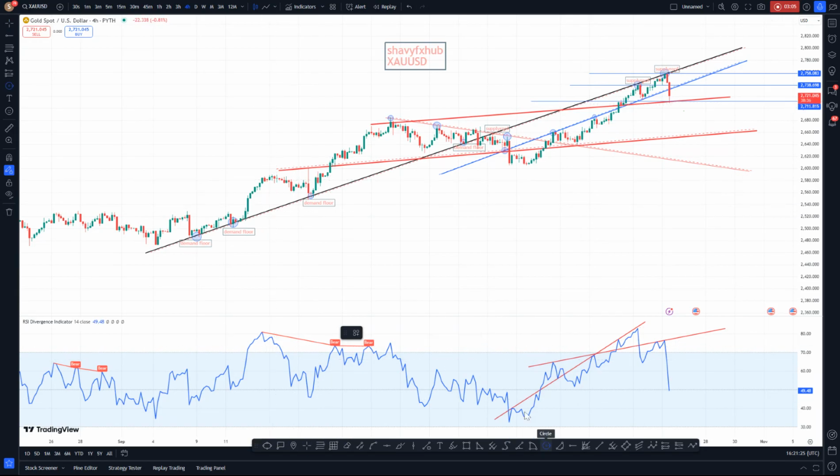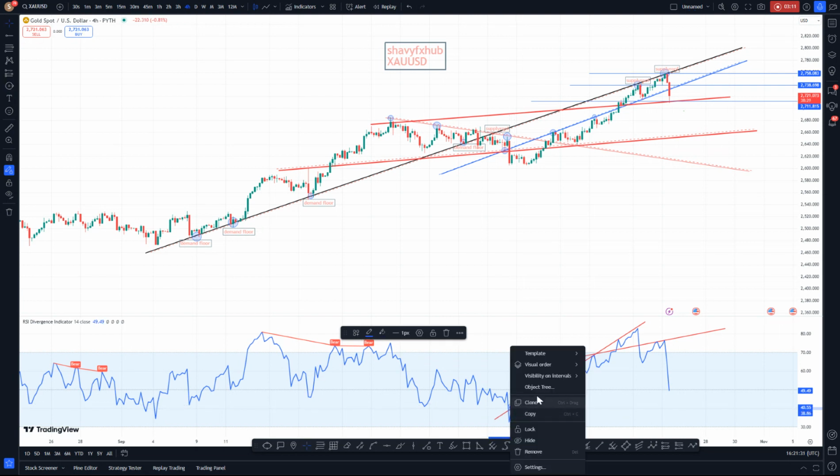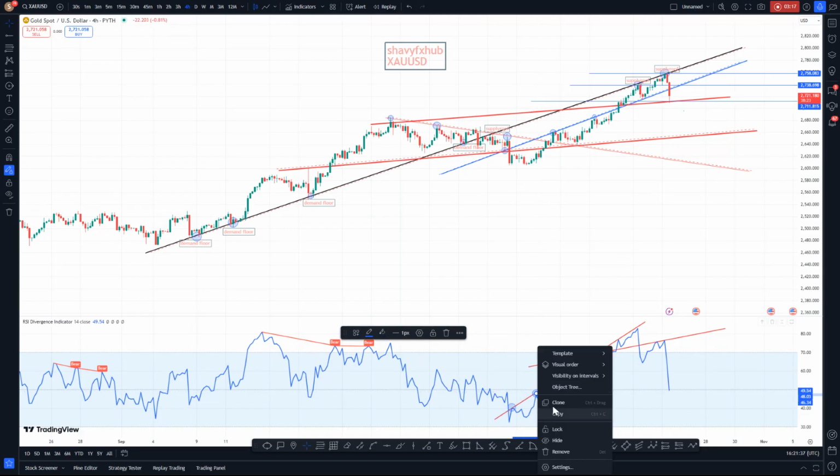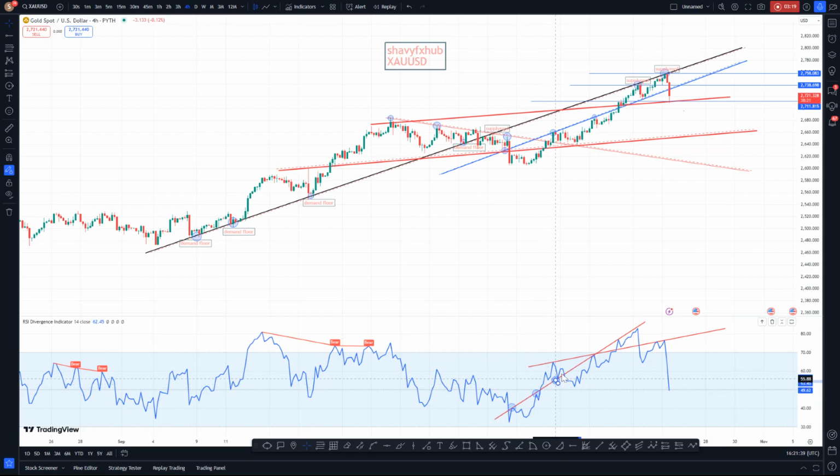Look at it. 1, resistance structure. 2, resistance structure. 3, support structure. Break of a resistance structure becomes a support structure. Break of a supply roof, price on demand. Break of a demand floor, price returns to resistance structure, supply roof.